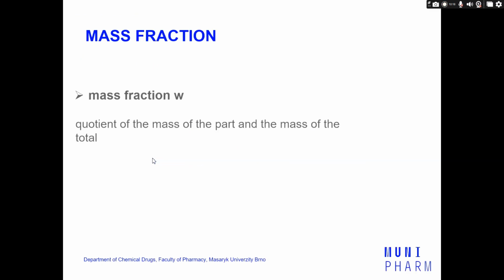Let's return for a while to the quantity called the mass fraction. We already know what it is from the previous video. It is the ratio of the mass of any component and the mass of the whole. We will use it also in this type of calculations.